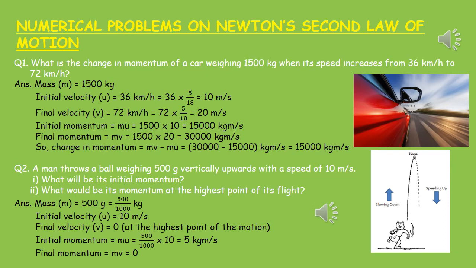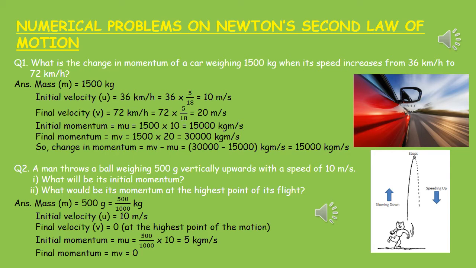So we are converting kilometer per hour to meter per second by multiplying it with 5 by 18. So we are getting initial velocity as 10 meter per second. Similarly, final velocity V is equal to 72 km per hour. Multiplying with 5 by 18, we are getting 20 meter per second.